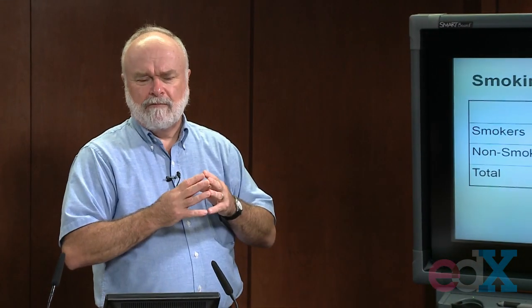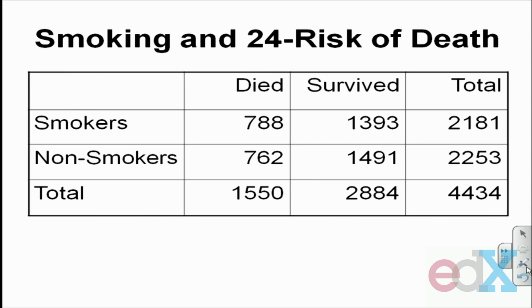So I'm going to ask you to do some calculations using the data we've been using all along, the data from the Framingham Heart Study. So here's a crude 2x2 table that we've looked at before. You know the answer from this. We've done it already. But what the table is showing is the relationship between smoking and the 24-year risk of dying in the Framingham data set.